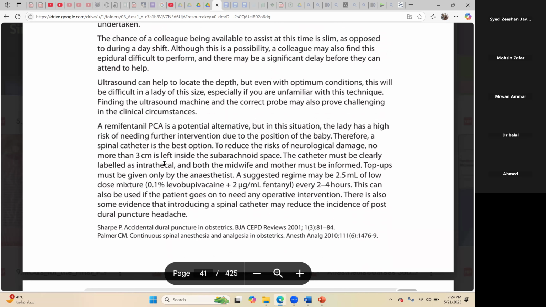To reduce the risk of neurological damage, no more than 3 centimeters should be left inside the subarachnoid space. The catheter must be clearly labeled as intrathecal, and both the midwife and mother must be informed. Top-ups must be given only by the anesthetist. A suggested regime may be 2.5 ml of low dose, 0.1 percent. Usually we can go up to 20 ml per hour.